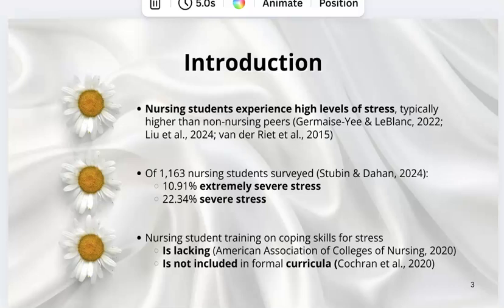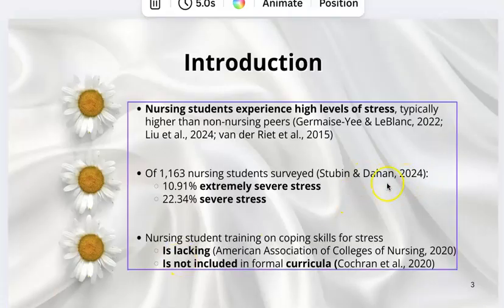So we know that everyone in nursing school is experiencing different types of stress. Not only are we experiencing our particular didactic learning about anatomy, H&P, med-surg, all of that is happening while we're learning clinicals. This was just the most recent study that I was using for my defense: of 1,163 nursing students that were surveyed, 10% were experiencing extremely severe stress and 22% were experiencing severe stress. So a third of the students were sharing that they were extremely or severely stressed.